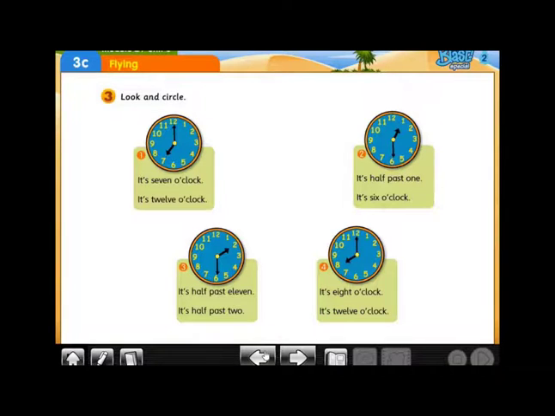Now, look at the circle. Picture number 1. What is the time here? It's 7:00 or it's 12:00. The small hand is standing on the 7. So we will circle. It's 7:00. Another one, number 2. What is the time here? It's 1:30. Excellent. Number 3. Look at the small hand and the long hand. It's 11:30 or it's 2. Right? It's 2. Number 4. It's 11:00 or it's 12:00. Right? It's 8:00. Circle.